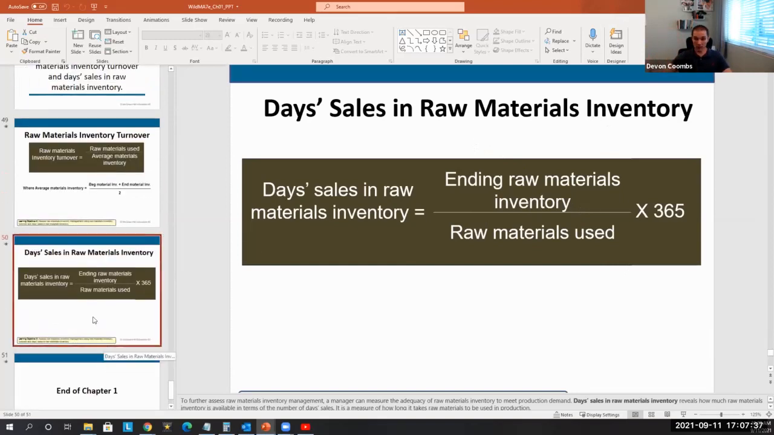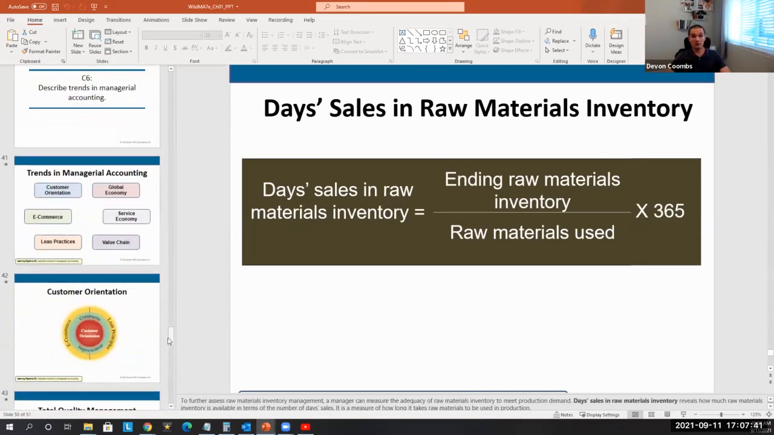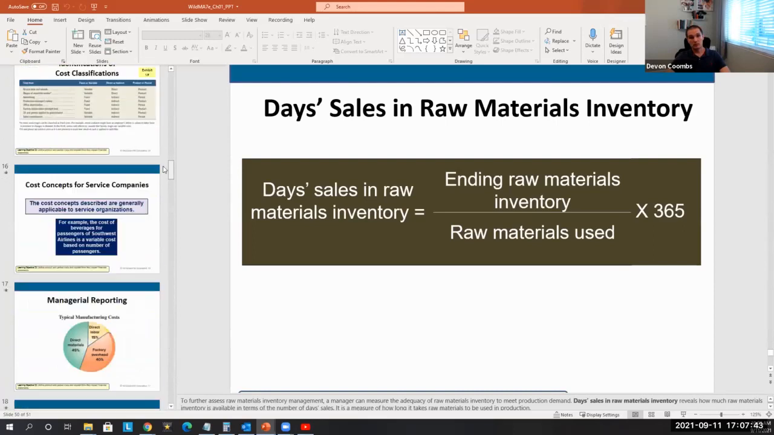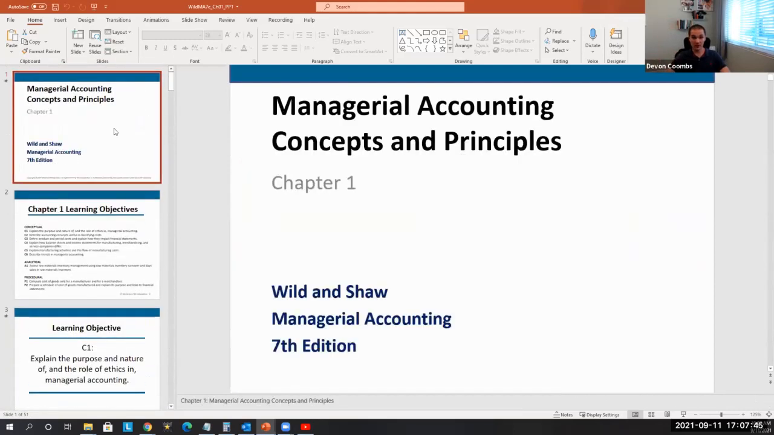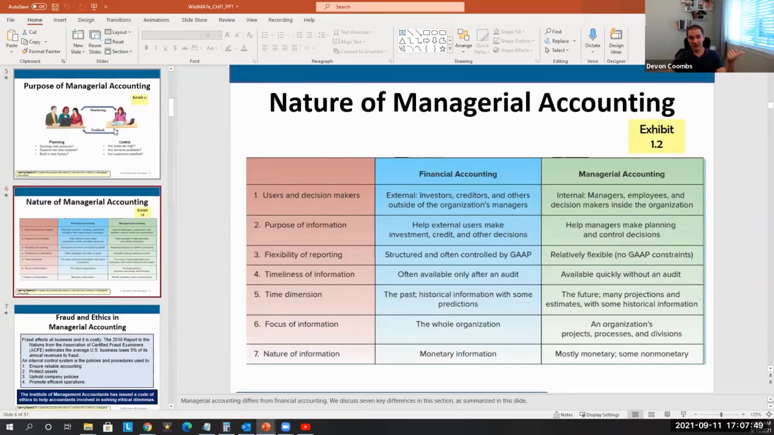So to re-summarize it all, what do I want you to know from this chapter? I'm going to go through it all over again very quickly. Understand what managerial accounting is and how it's different than financial accounting. Main difference is the users, right? External versus internal.